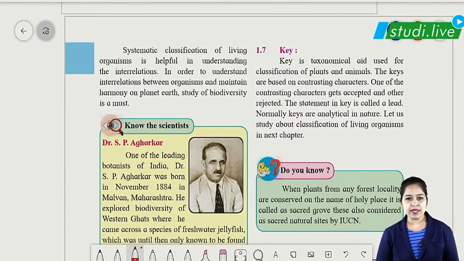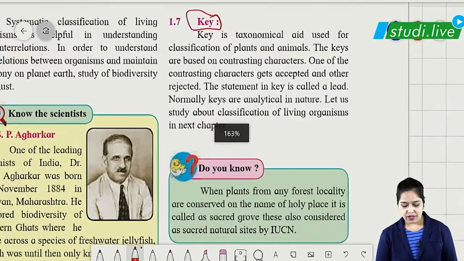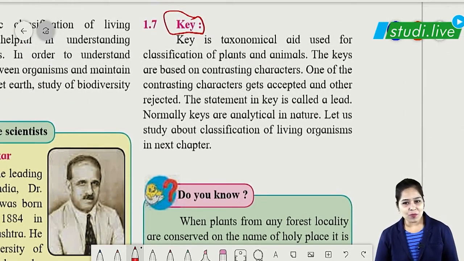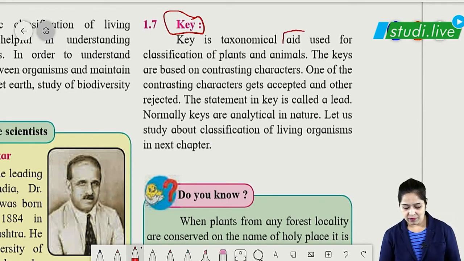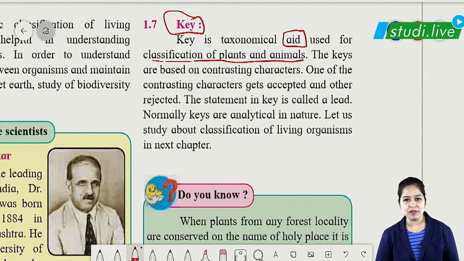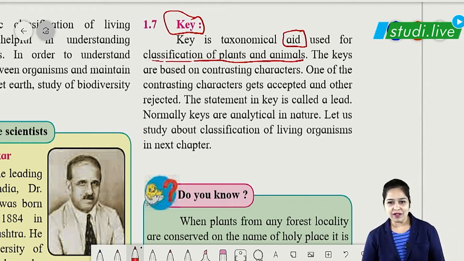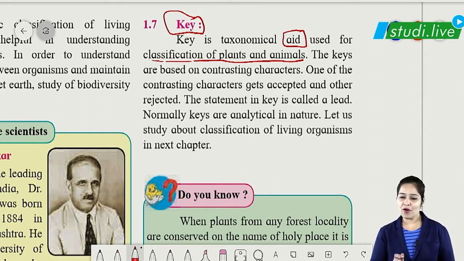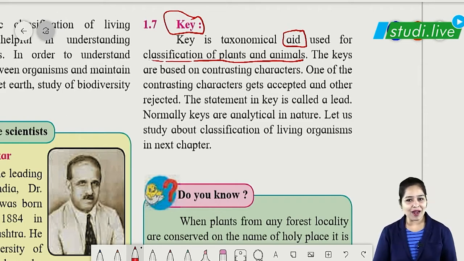Now the last topic is the key. What is a key? A key is a taxonomical aid. A taxonomical aid is a method which is used for classification of plants and animals. Let me give you an example. Suppose when we are looking at plants' height, we can describe it either as tall or dwarf. And we see that the plant is tall.